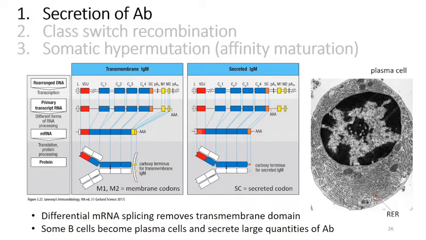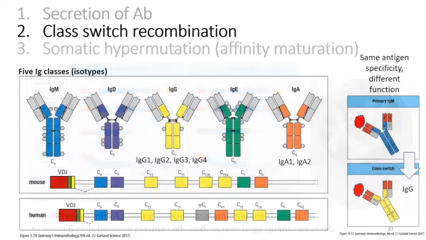What you wind up with is the same heavy chain, but this time it doesn't have the transmembrane domain. And so you'll see it has a carboxyl terminus, but there's no transmembrane domain. That's the first thing. So class switch recombination, or CSR for short, this is the process by which you go from either IgM or IgD to these other isotypes, IgG, IgE, or IgA.